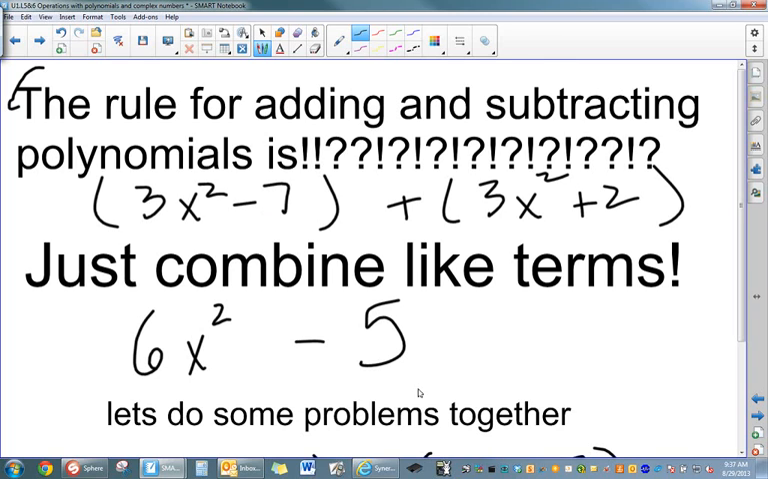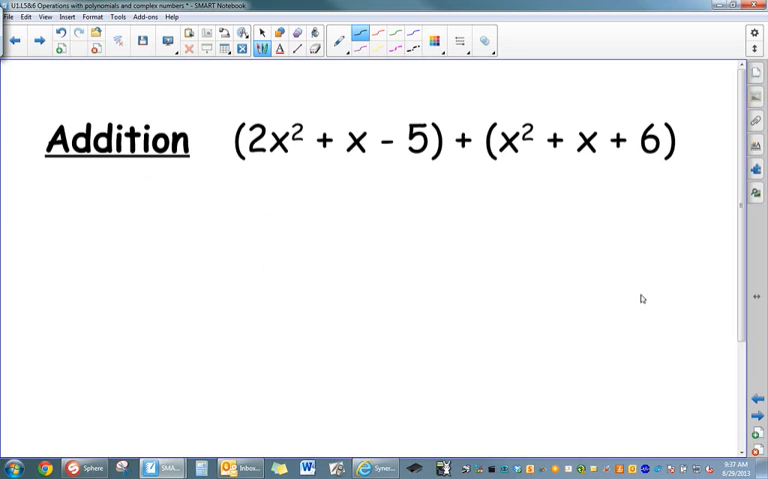Questions on combine like terms? Addition. There is 2x squared plus x minus 5 plus x squared plus x plus 6. So what you're going to want to do is get the problem copied down and identify what the like terms are. So the first one, I have x squared and x squared.